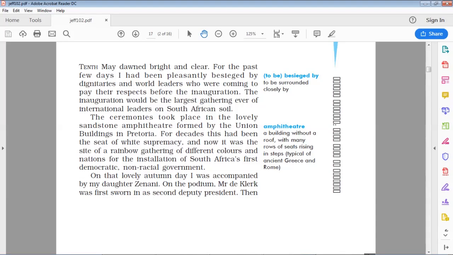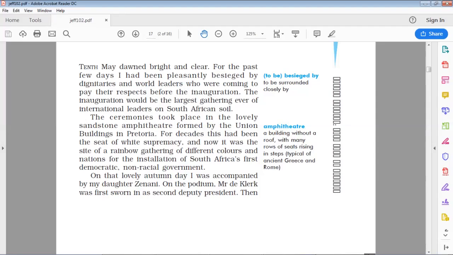It was a very large gathering, you can say the largest gathering in Africa, in which international leaders participated on South African soil. That means all were very happy when Nelson Mandela became the president of this very large continent. The ceremonies took place in the lovely sandstone amphitheater formed by the Union Buildings in Pretoria. So different activities were performed on this day, in a lovely sandstone amphitheater.